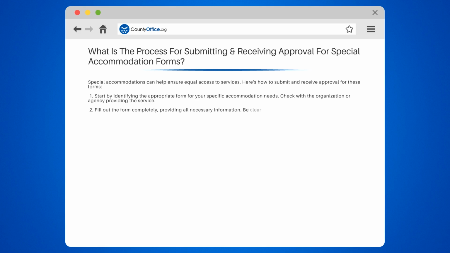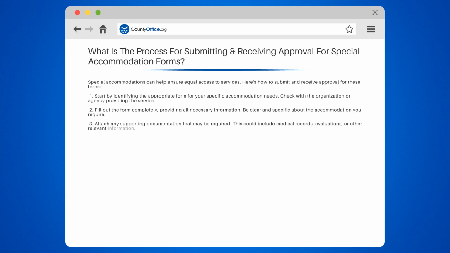2. Fill out the form completely, providing all necessary information. Be clear and specific about the accommodation you require. 3. Attach any supporting documentation that may be required. This could include medical records, evaluations, or other relevant information. 4. Submit the completed form and supporting documents according to the instructions provided. This may involve mailing, faxing, or submitting online.